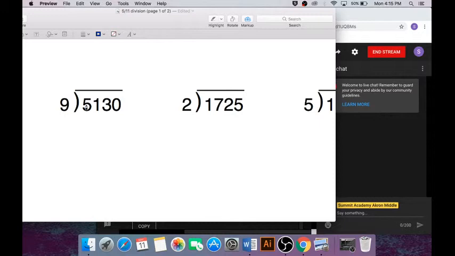Okay, our next one, we have 5,130 divided by 9. 9 doesn't go into 5, so we move over to 51. 9 times 5 is as close to 51 as we can get without going over. 5 is 45. So we have 51 minus 45 is 6. And then we're going to bring down the 3.